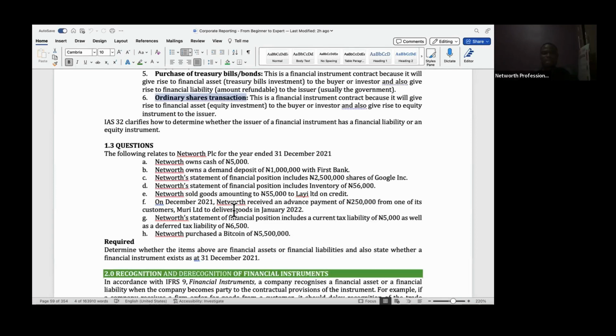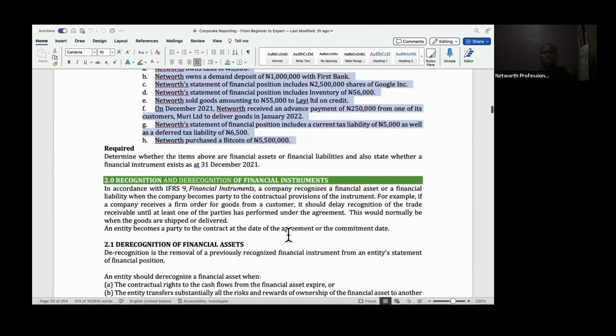And I can remember that we looked at these questions. I can also remember clearly that I was calling you one by one to answer them, and we had a lengthy discussion around this part last week. Then we moved on to recognition and derecognition.